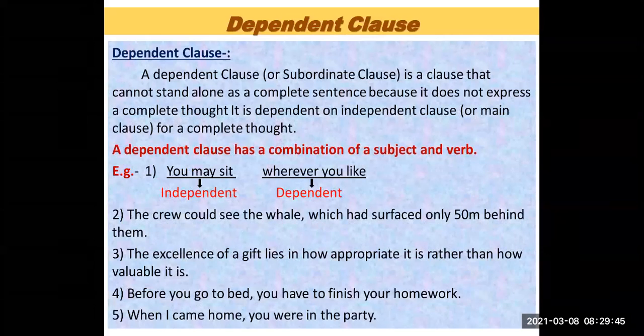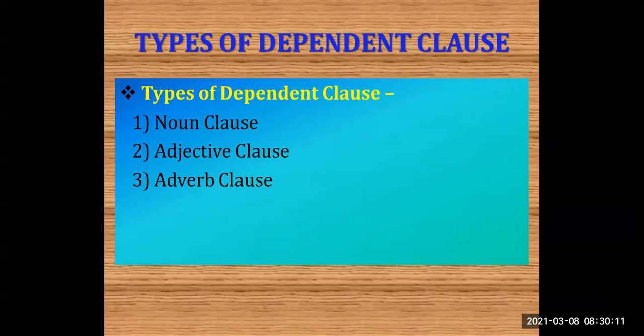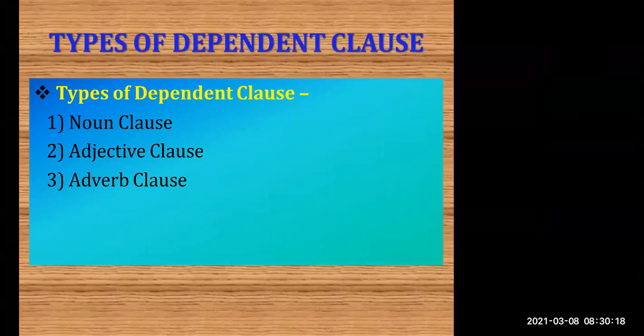A dependent clause is called a subordinate clause, and it is a clause that cannot stand alone as a complete sentence because it does not express a complete thought. It is dependent on an independent clause or main clause for a complete thought, and it has a combination of subject and verb. Which types of dependent clauses are there? Three types: noun clause, adjective clause, and adverb clause.